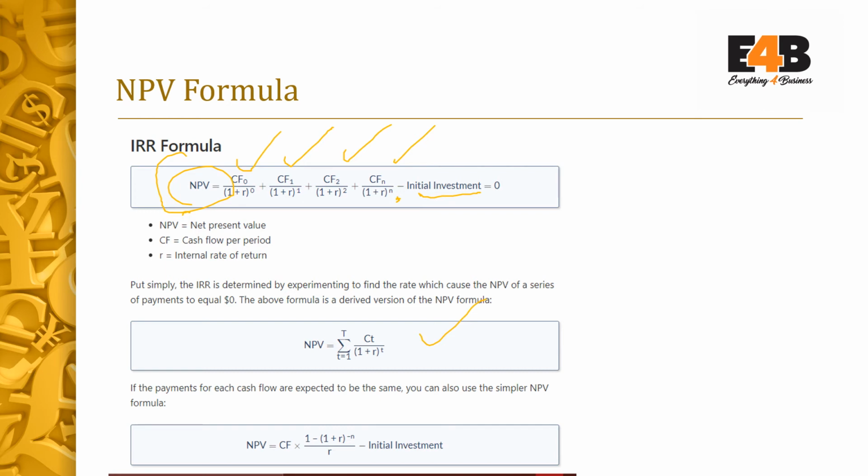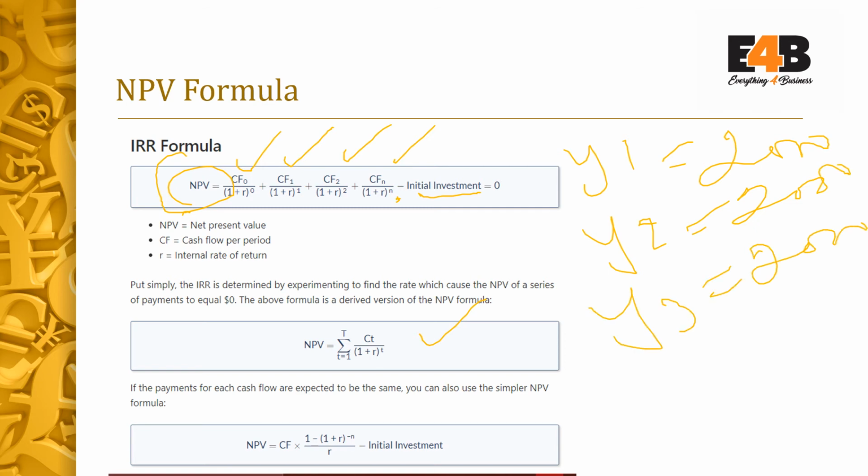If the payments for each cash flow are expected to be the same, like you get in year 1 20,000, year 2 20,000, year 3 20,000 and so on, you can use simply this formula. This is internal rate of return. This R is IRR. You have to choose that rate which equates this equation to 0.